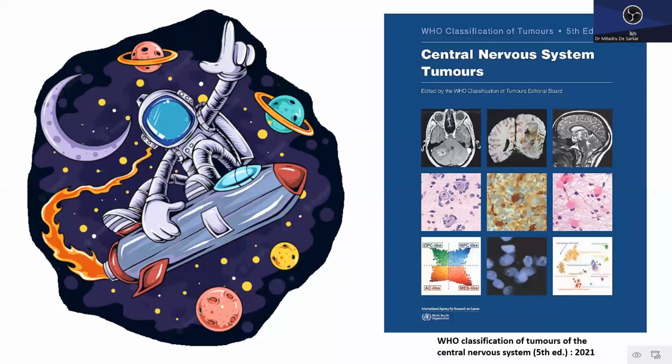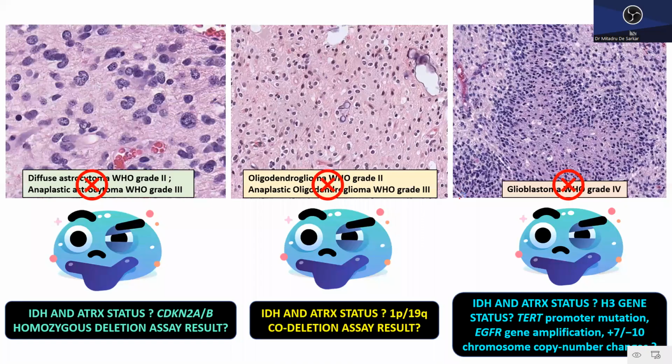Now, from 2007, we have come a long way. We are in the space age of molecular pathology, and the current WHO classification, the one that came out in 2021, the 5th edition, stresses that. So in this current era, those obsolete terminologies, the ones that I spent some time in describing, have gone out the window, and you will need to ask a few questions. For example, before calling something astrocytoma of grade 2, you will need to ask about what's the IDH and ATRX status, and whether a CDKN2A and 2B homozygous deletion has been assayed or not.